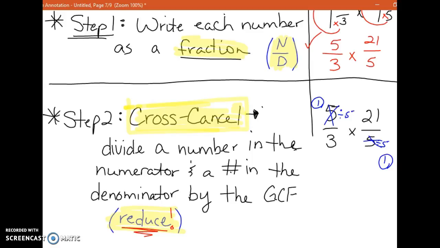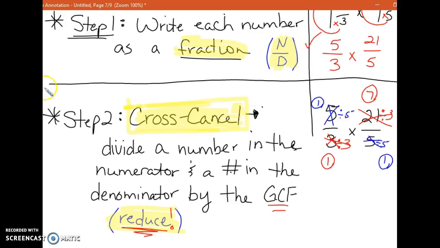And then if we look at it again, we notice that in the numerator here I have a 21, and then here we have a 3. Well, they have a greatest common factor as well that's not equal to 1. So I'm going to use that. The greatest common factor here is 3. Good. So we're going to divide by 3. 3 divided by 3 equals 1, and 21 divided by 3 equals 7.